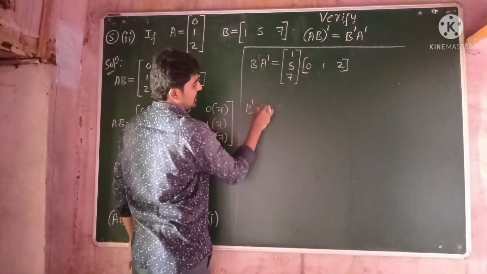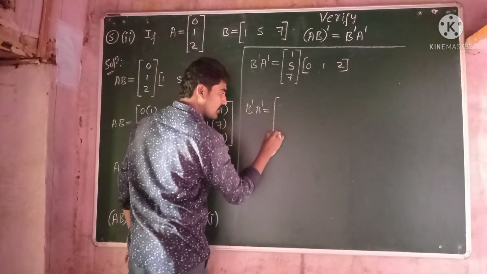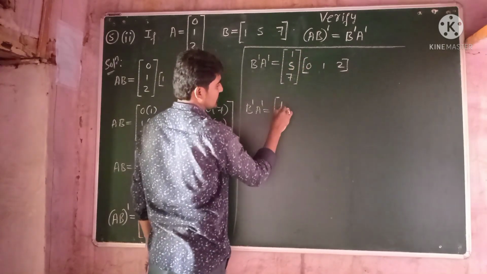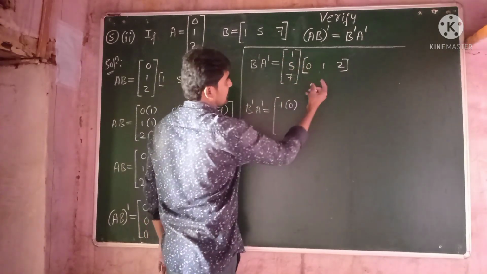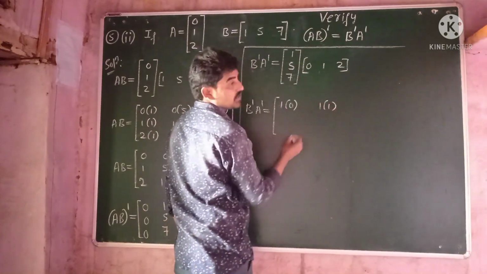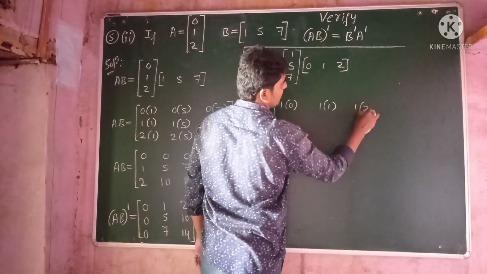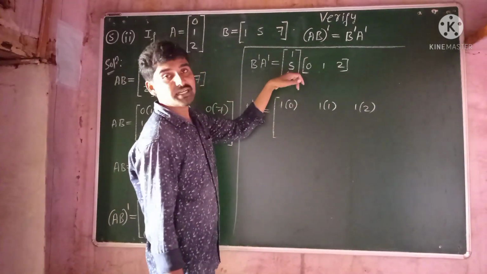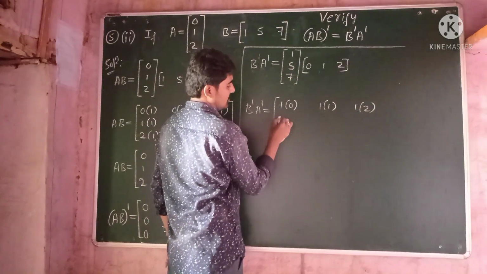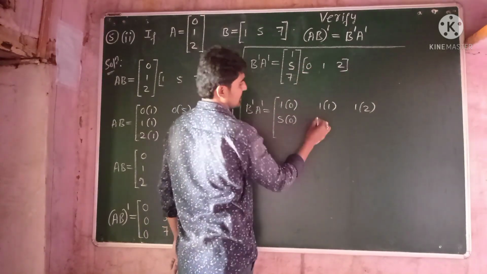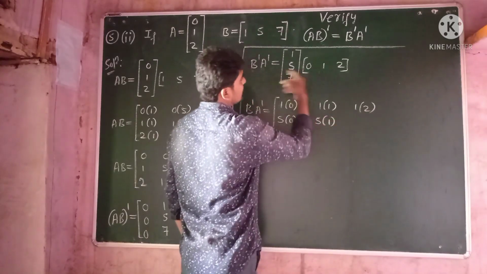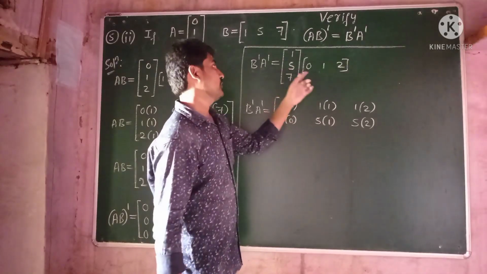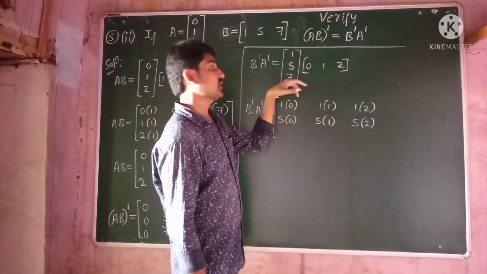So B dash into A dash matrix is equal to the product of these two matrices. First row, first column 1 into 0. First row, second column 1 into 1. First row, third column 1 into 2. So first row is completed with all the 3 columns. Now we go for the second row. Second row, first column 5 into 0. Second row, second column 5 into 1. Second row, third column 5 into 2. And second row is completed with all the 3 columns. Now we go for the third row.